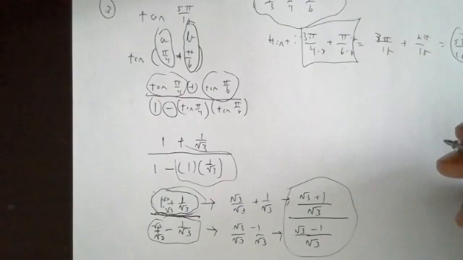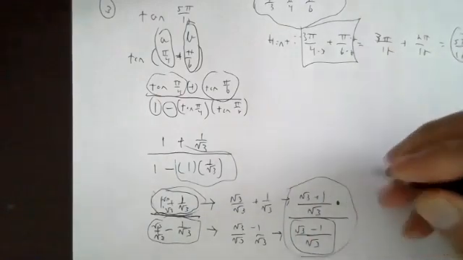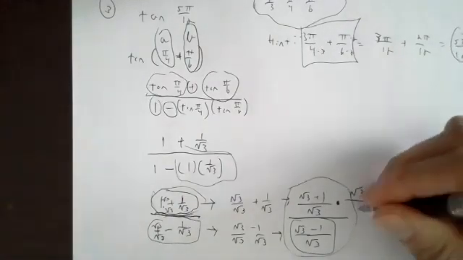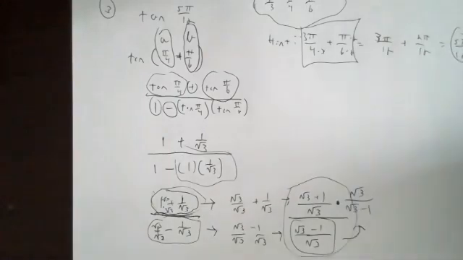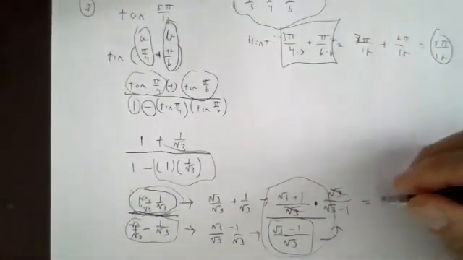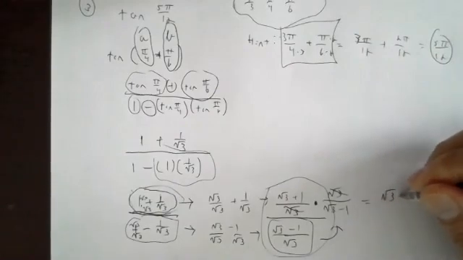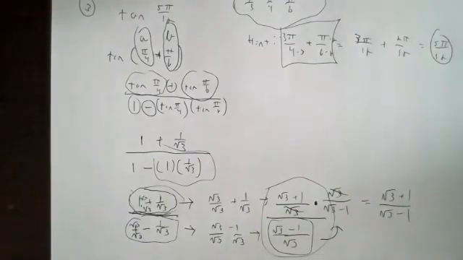Now I have a complex fraction. To simplify it, I take the bottom fraction, multiply, and turn it over. So it's root 3 over root 3 minus 1. I take this one and flip it over. Luckily, there's some good news: the root 3's end up canceling. So my final answer turns out to be root 3 plus 1 over root 3 minus 1.